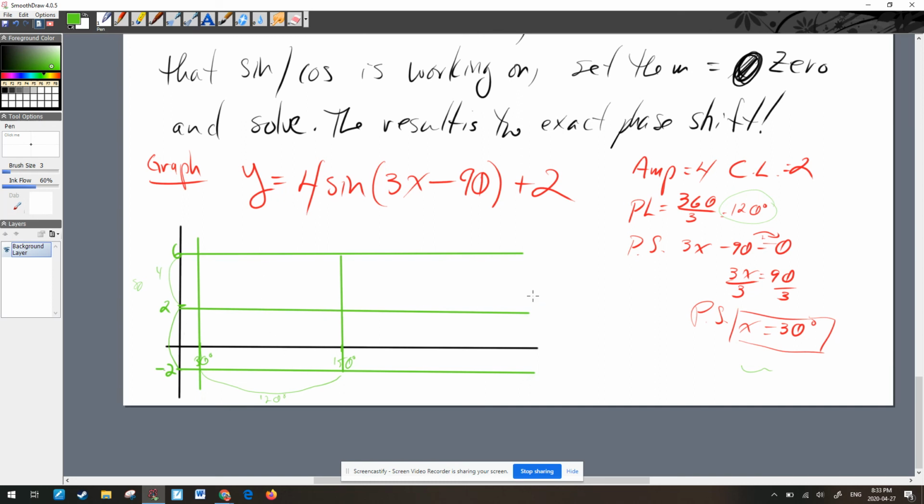I want to do 2 of them. So each period length is 120 degrees. So I'm going to go another 120 degrees. If we start from 150, I go 120 degrees. My next cycle is going to finish out here at 270 degrees. And put in another upright like this.